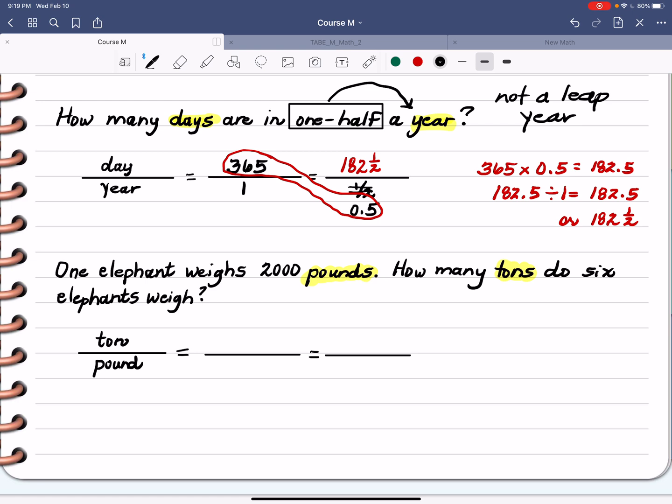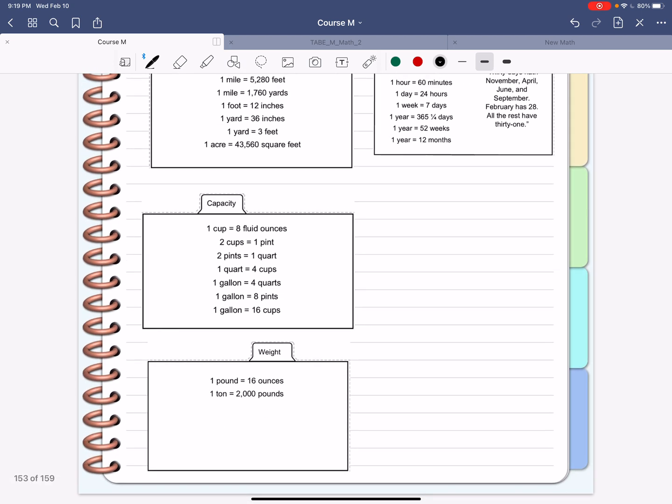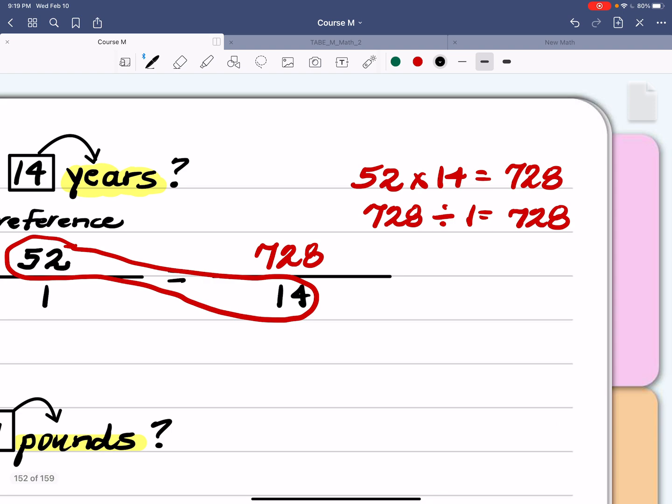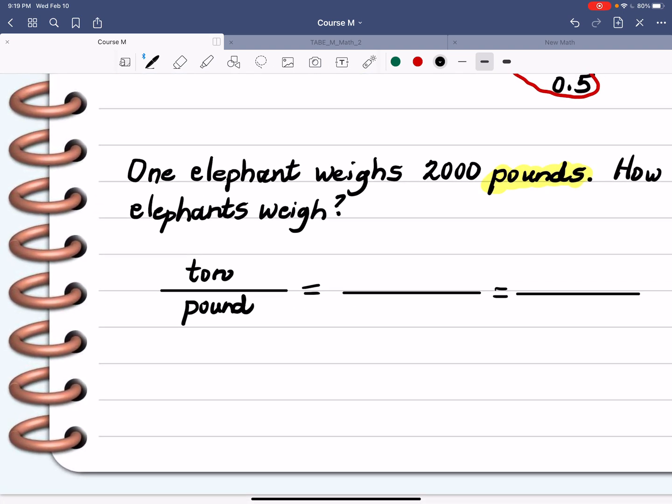Okay, so we got the word ratio. The next one is the reference ratio. How are those two things related? So I go over here to my weight card, and I see that 1 ton is 2,000 pounds. So I come back over here, and I'm going to put that down. 1 ton is 2,000 pounds.